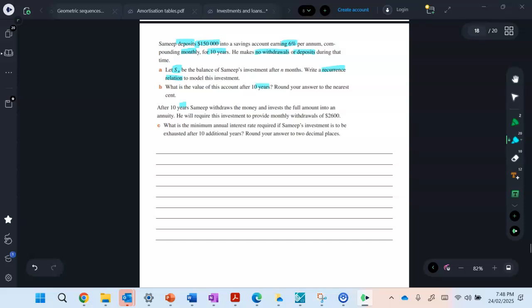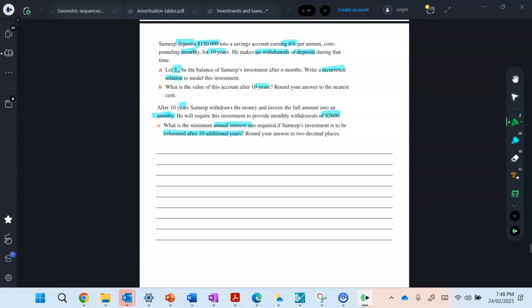All right, so after 10 years, Sameep withdraws the money and invests the full amount into an annuity. All right, we're introducing an annuity. Who will require this investment to provide monthly withdrawals of this? Okay. What is the minimum annual interest rate required if Sameep's investment is to be exhausted? So that's go to zero after 10 additional years. Okay.